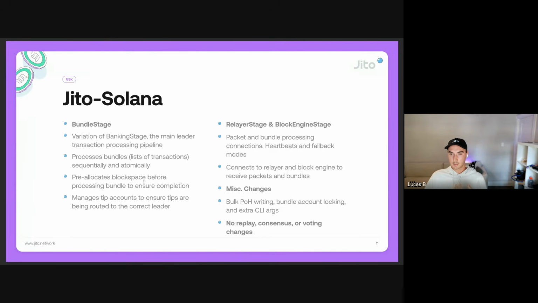For Zantetsu's question earlier, the relayer doesn't touch votes. Votes still go straight to the validator.